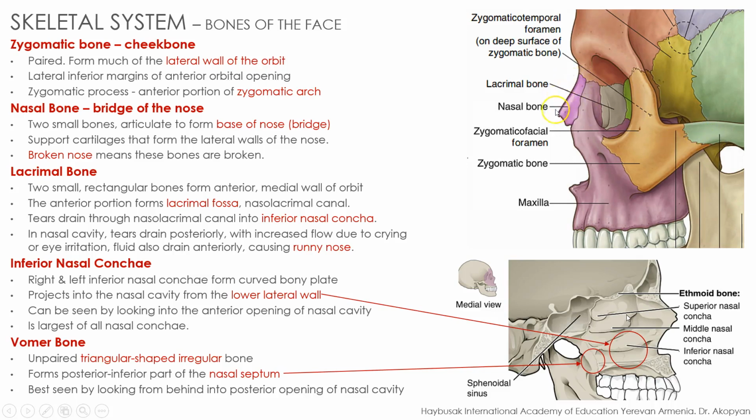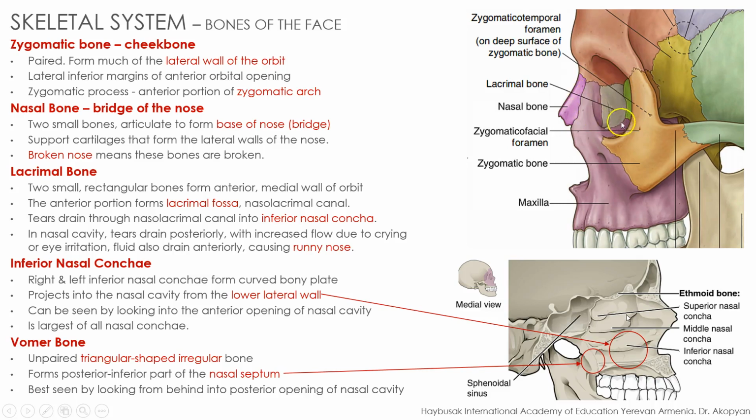The nasal bones are two paired small bones that articulate superiorly with the frontal bone, laterally with a maxillary bone, to form the bridge of the nose. By the way, this is what's broken when you have a broken nose.